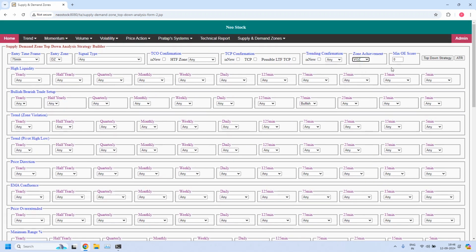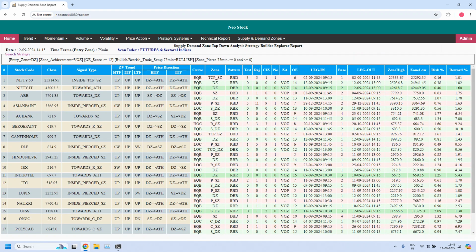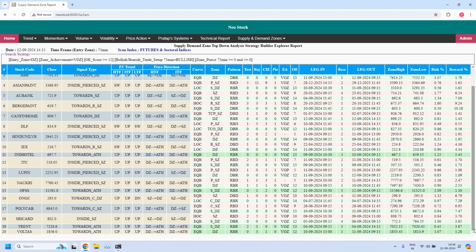Zone achievement is violated, opposing zone. Minimum order enhancer score is 12. All the three filters are applied to the 75 minutes demand zone. Now let's filter. So this is the filtered list. I'm scrolling the list down. So total 20 stocks are filtered. All these 20 stocks are currently supporting bullish trade setup for weekly income trade.